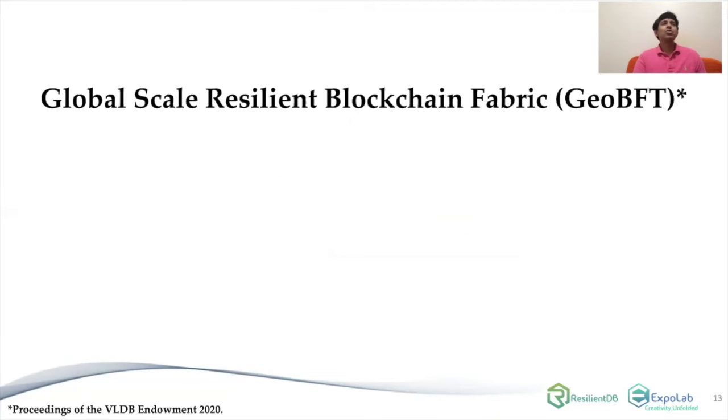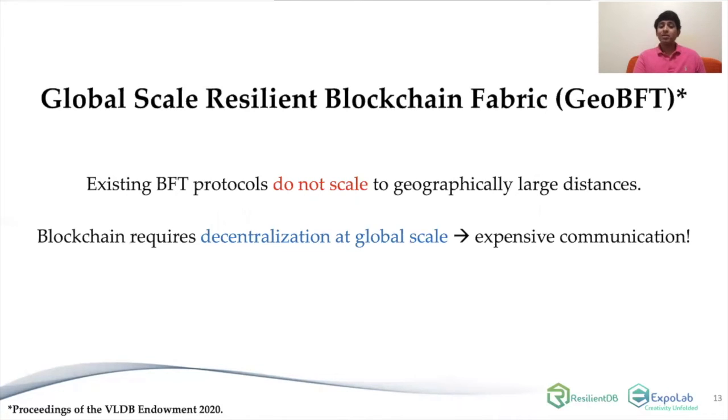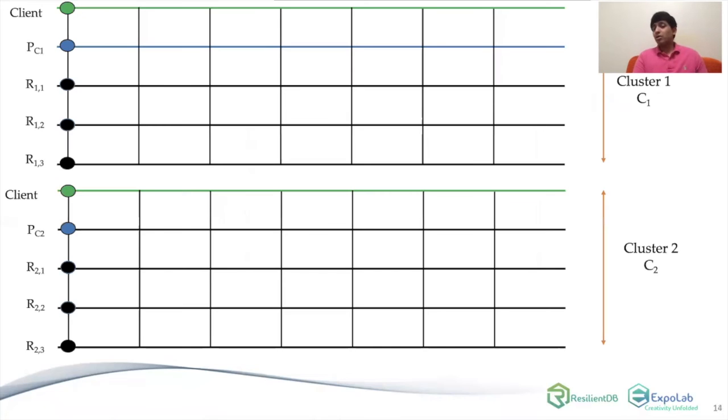Okay, so we reduced one phase in PoE, we added parallelism in RCC, but now we want to scale to global settings. And for that, we have a protocol called GeoBFT, which coincidentally will be presented at VLDB. So what was our intuition while building GeoBFT? Well, existing BFT protocols do not scale to geographically large distances. The problem with these protocols is that they are not topology aware. And blockchain requires decentralization.